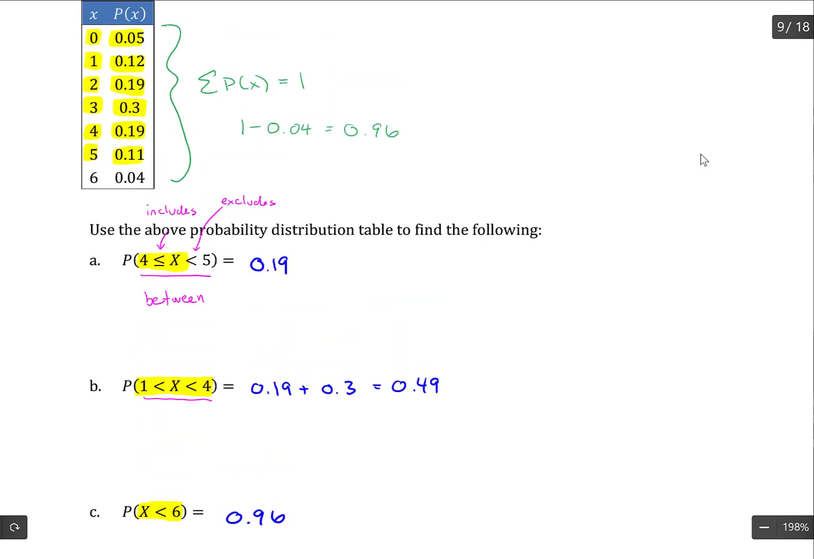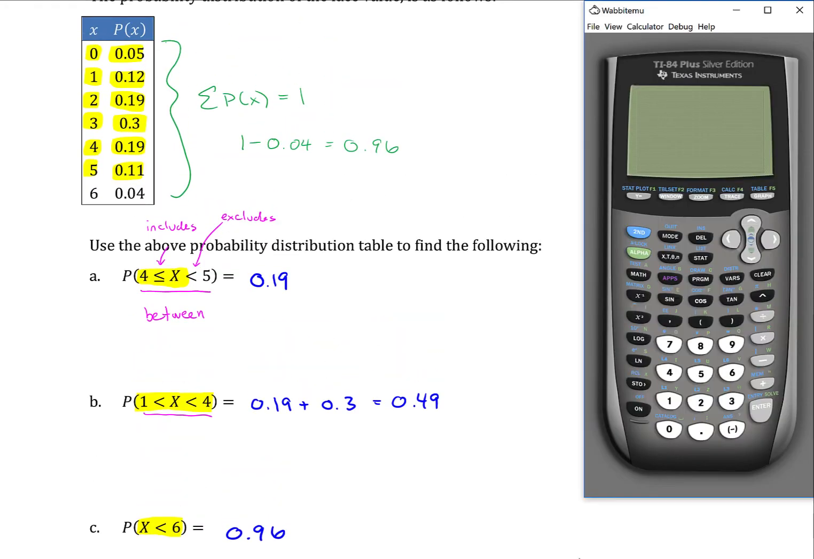Let's just try it out, adding those together, and see if it works. So if I take 0.05 plus 0.12 plus 0.19 plus 0.3 plus 0.19 plus 0.11, they indeed add up to 0.96. So it works out because all the probabilities have to add to 1.